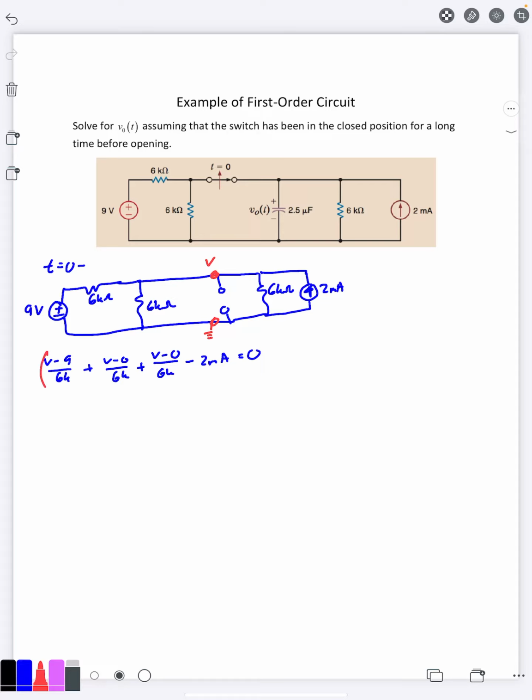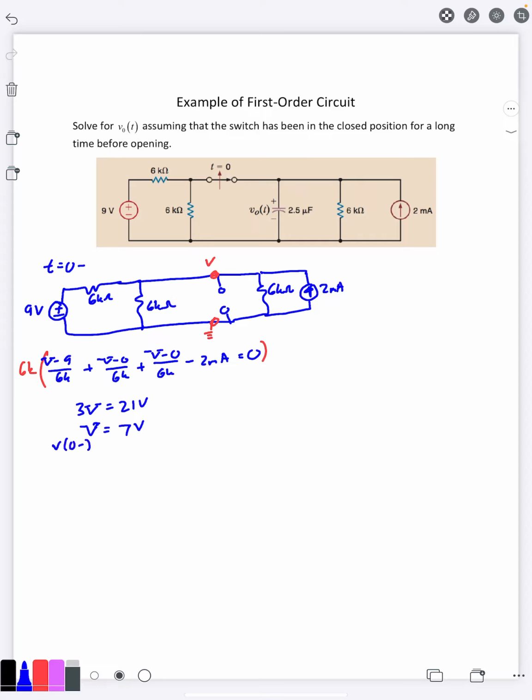We can clear out our denominators by multiplying by 6K. And then we combine together, we're going to have 3 V's here, and then minus 21 is going to be 21 volts over there. So V is 7 volts. I'll stylize this V so you can tell the difference between the variable and volts here. So that means the value of the voltage across the capacitor before the switch changes is 7 volts.